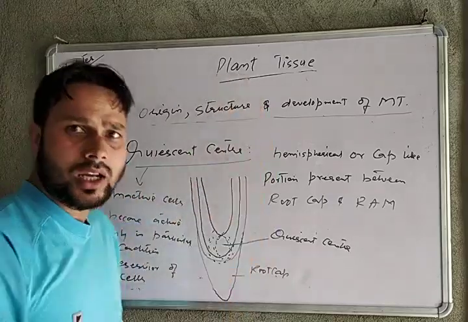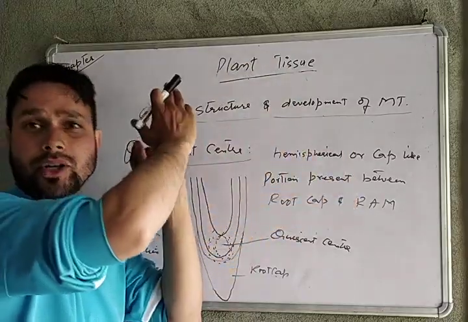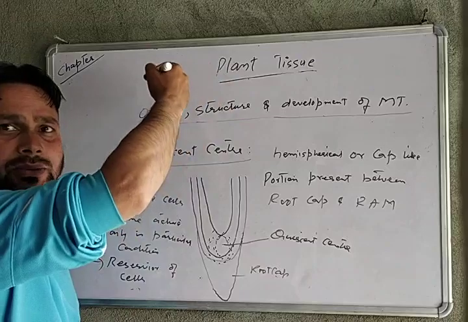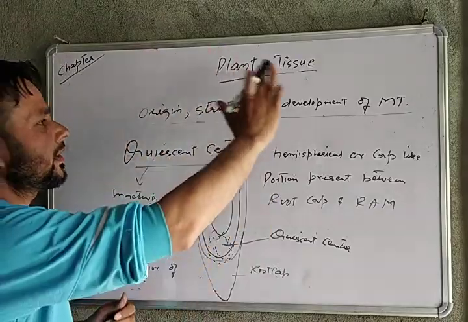And this was all about plant tissues, and among different plant tissues I explained meristematic tissue. In meristematic tissue I gave a detailed explanation. Hope you have understood it.